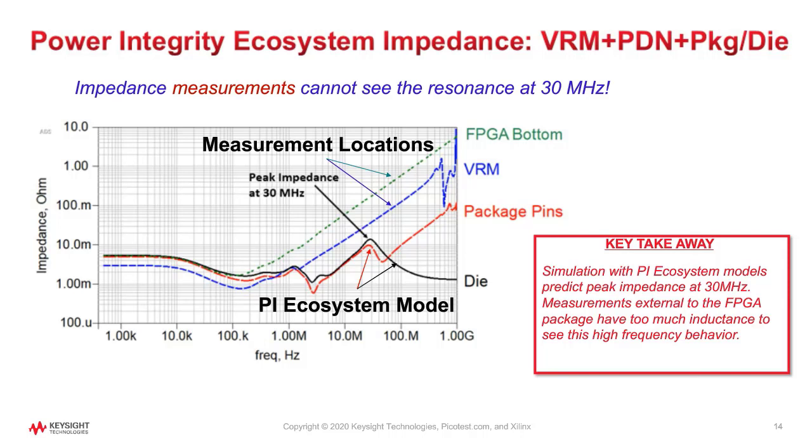Simulation of the power integrity ecosystem model of VCC makes it easy to look at the impedance at the package pins, red dash trace, and at the impedance seen at the die, solid black trace. These two simulated locations both show an impedance peak at 30 megahertz. Exciting this impedance peak with a dynamic load switching on and off at 30 megahertz should result in a worst-case noise ripple on the power rail.